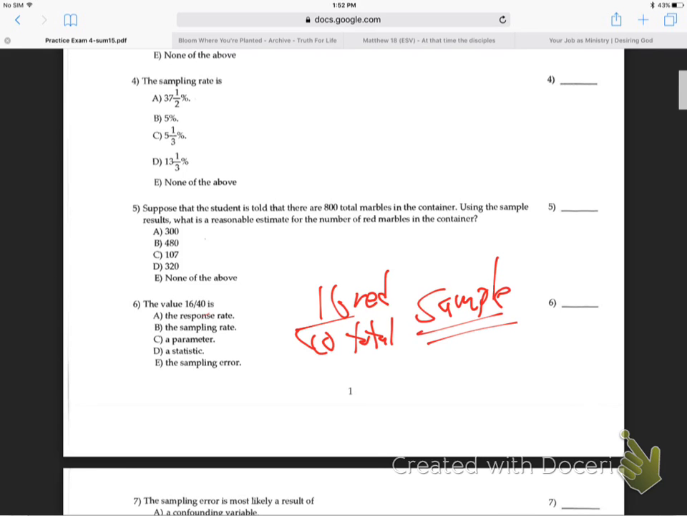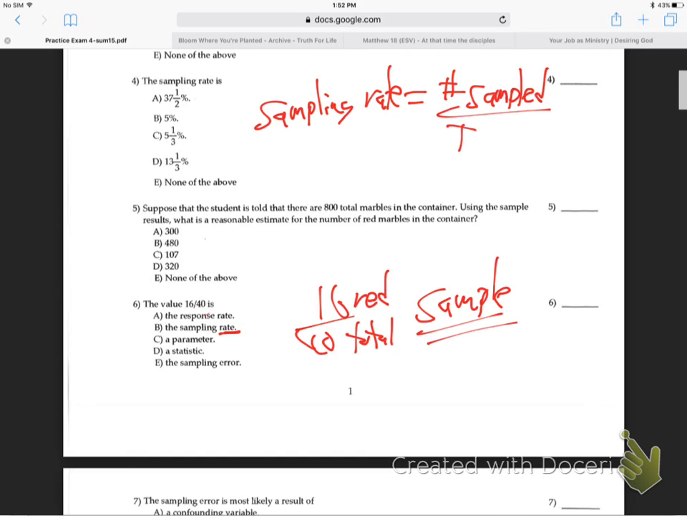What is that? Is that the sampling rate? Careful, it can fool you, huh? Because it does have to do with the sample, but it's not the sampling rate. You got your 3x5 card. I would write on my card, this is not sampling rate, but just to be clear, I would write sampling rate equals number sampled over total number in the bag or in whatever it is you're talking about. I think that might be helpful for you. Write that on your 3x5 card. Sampling rate is the number sampled divided by the total number in the bag. So this is not sampling rate. That was the previous question, number 4.